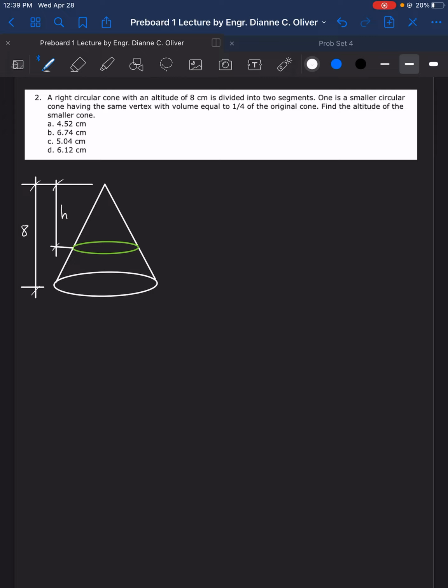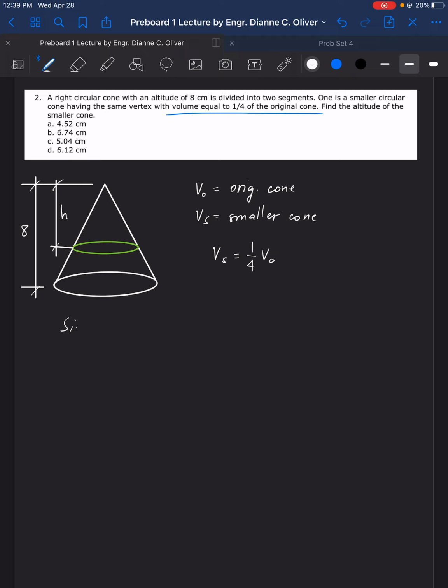And it says there, the volume of the smaller cone is equal to 1/4 of the original cone. So meaning if we put here V sub O as the original cone and VS as the smaller cone, therefore VS is 1/4 of V sub O.